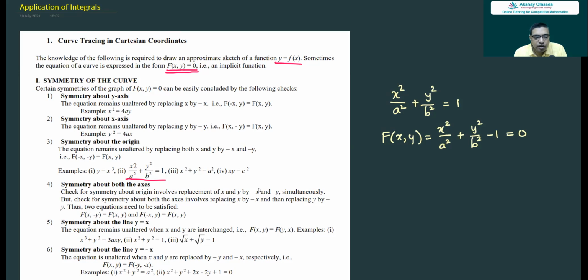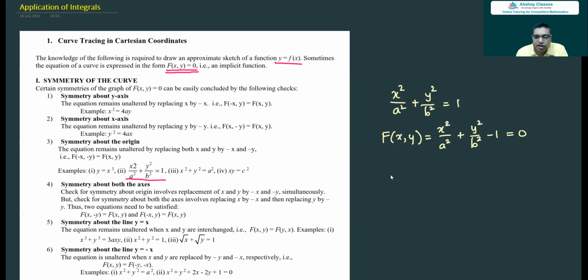So you need to know the various aspects of curve tracing. The number one is symmetry of the curve. Symmetry about the y-axis: when will the curve be symmetric about the y-axis? If the equation remains unaltered by replacing x by minus x, that means f of minus x comma y is equal to f of x comma y, then the curve will be symmetric about the y-axis.